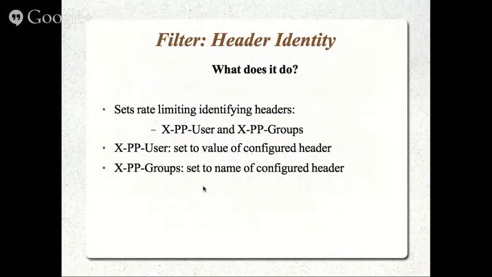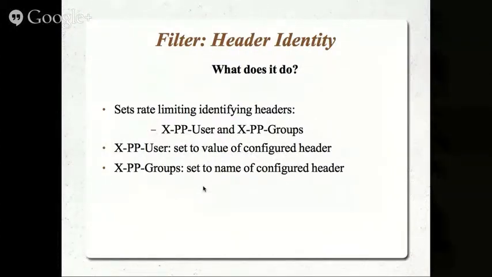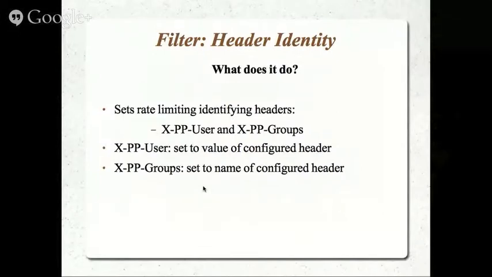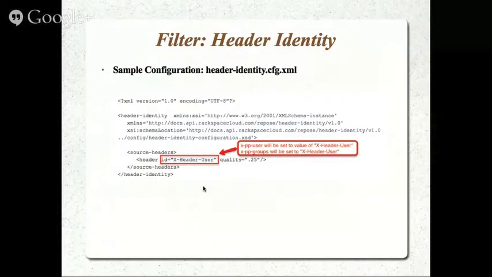So what does header identity do? It sets that XPP user and XPP groups with certain values. In header identity's case, it's going to set XPP user to a value of a header that you configure. And XPP groups, it'll set to the name of the header that you configured. And I've got a sample config there, which is small, so sorry about that.